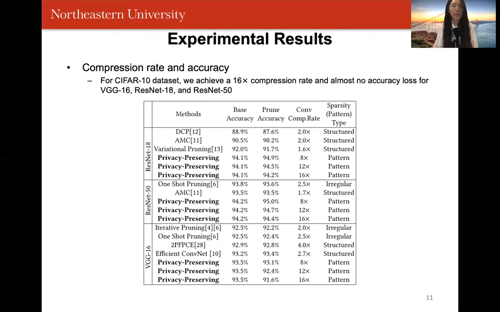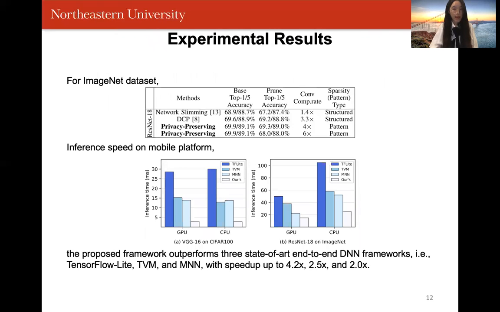I will then show some experiment results. The first part of the results is about compression rate and accuracy. Here is a table showing our results on the CIFAR-10 dataset. We can achieve a 16 times compression rate and almost no accuracy loss for VGG16, ResNet18, and ResNet50. And with the promising results on the CIFAR-10 dataset, we also investigate the performance of our proposed framework on the ImageNet dataset using ResNet18. We can achieve a 4x compression rate with almost no top-five accuracy degradation, and that is much better than network slimming and DCP. We could further achieve a 6x compression rate with 88% top-five accuracy.